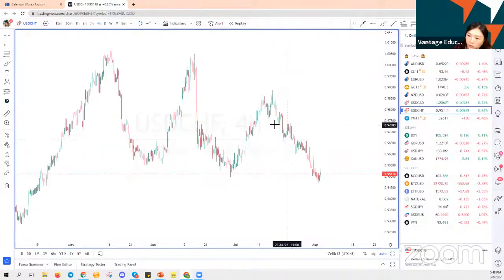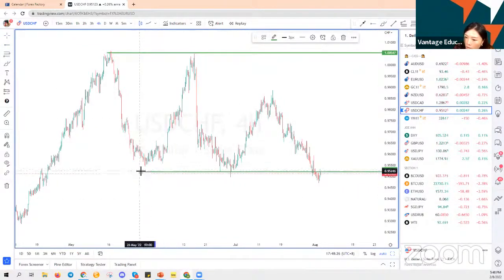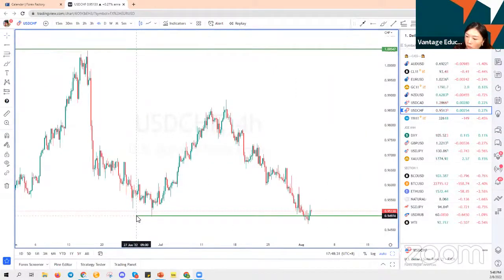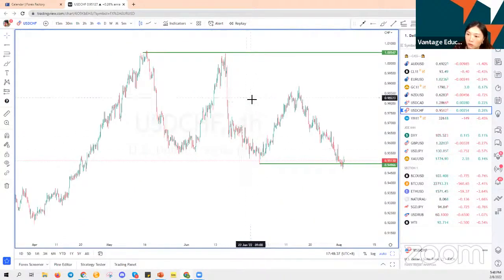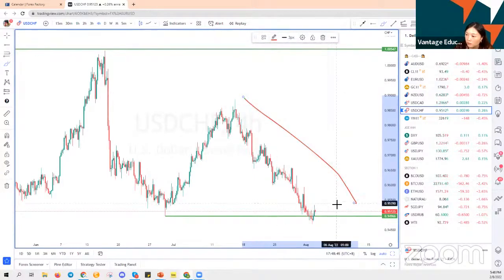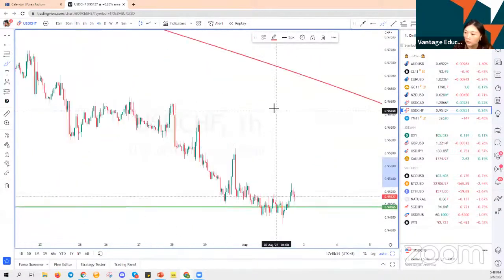Okay, so for this chart, USD Swiss franc, you can see the key levels. We'll just zoom into the 4 hours. Key levels are here. So this is a key level, a significant swing low. This is quite bearish. And I'll look at the 1 hour chart.